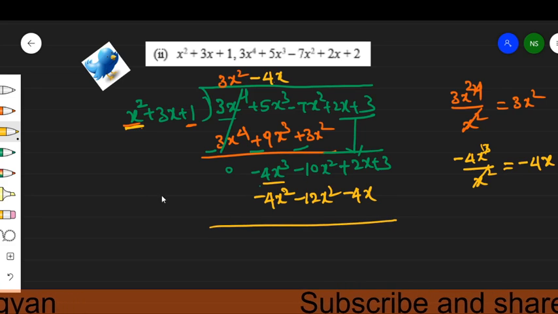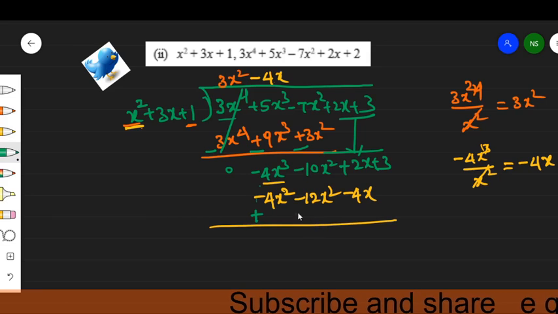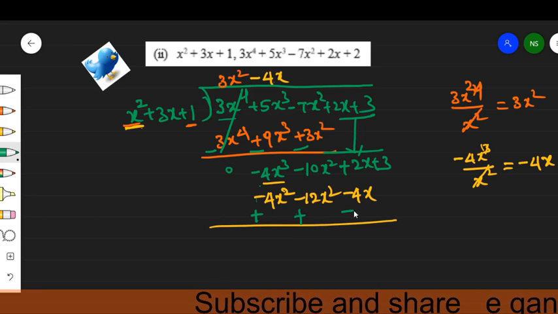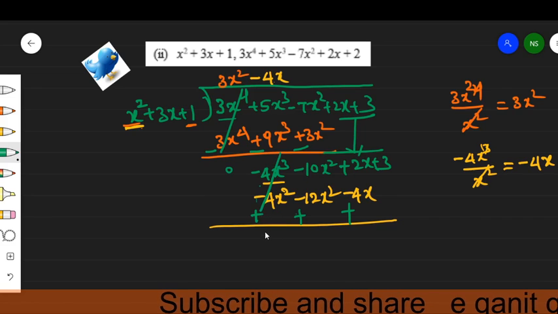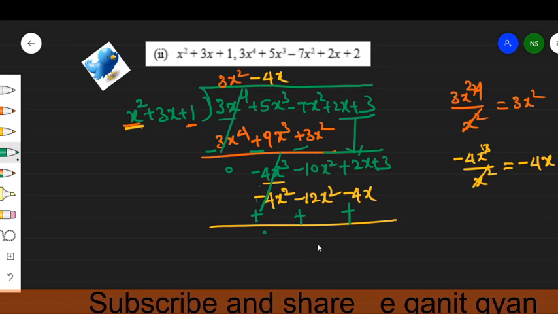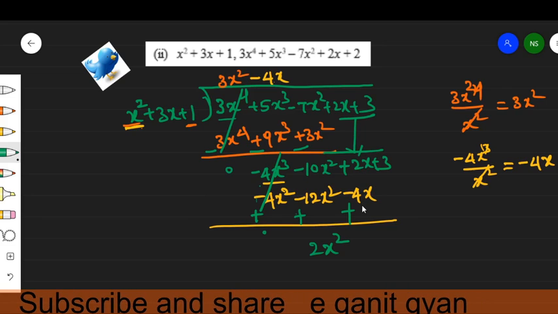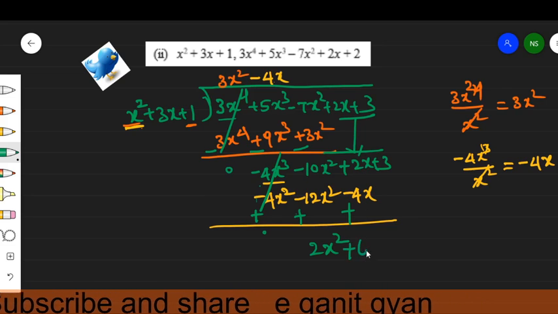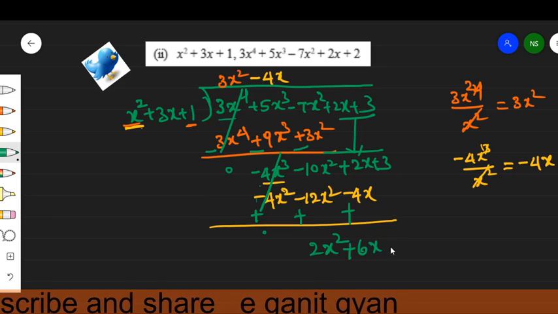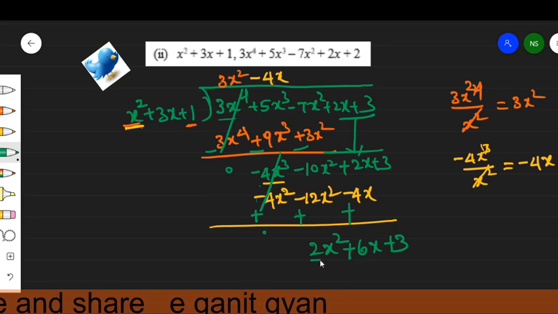Then we should change the symbols here. We have minus here, we will write plus. We have minus here, we will write plus. Here also plus. These two terms will become 0. Minus 10x square plus 12x square, I will get 2x square. 2x plus 4x, total 6x, and the last term comes down. Further, the process will be continued here.